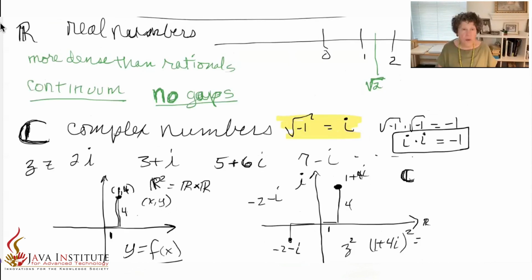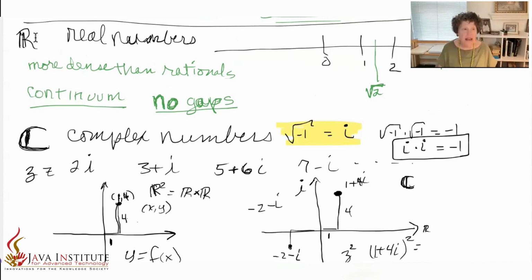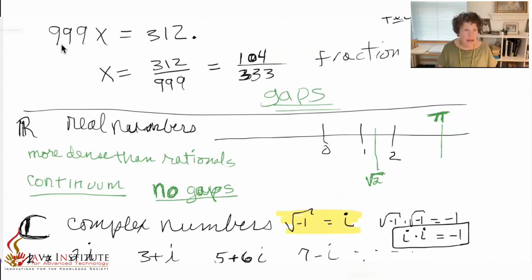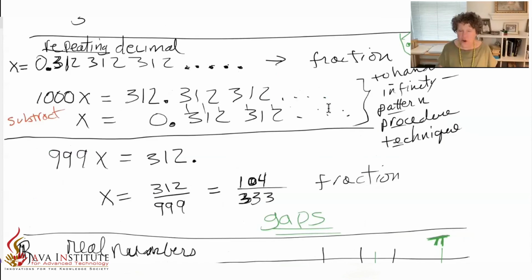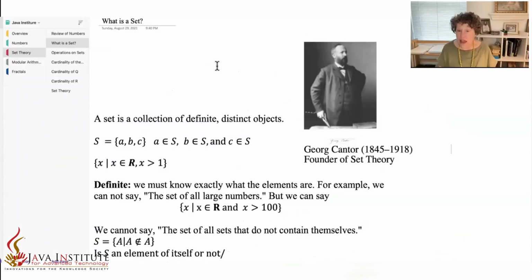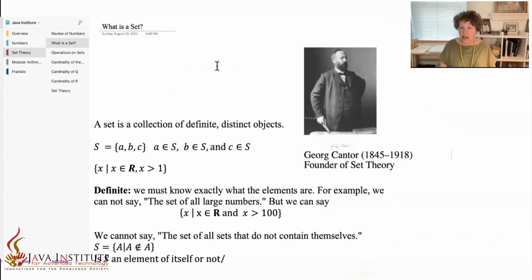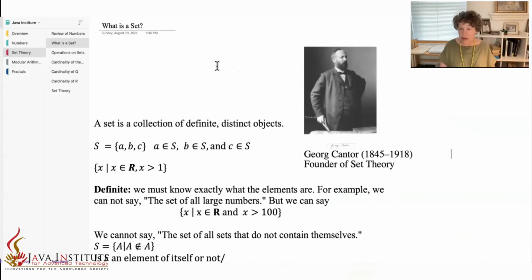Okay, so we talked about sets already, but now I want to go back and talk about what a set is. This is George Cantor. He developed set theory. He was actually quite young, in his 20s, I think, when he developed set theory. So it was in the 19th century. And what he said was a set is a collection of definite, distinct objects.